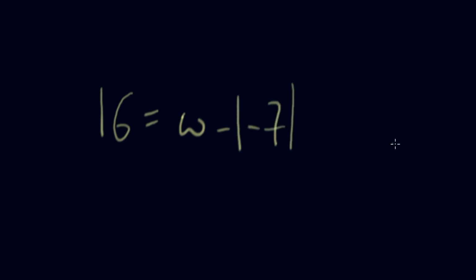So let's say we had this. Let's say you had 16 is equal to W minus the absolute value of negative 7. Okay. Well, you just learned that you must do the absolute value first. So what's the absolute value of negative 7? 7. Was this minus sign inside there? No. So it just stays there. And the W stays there. And this is what you are left with. 16 equals W minus 7. Let's add 7 to both sides.